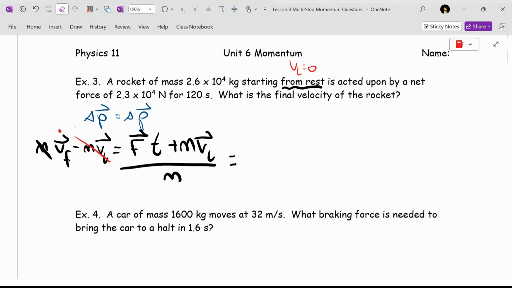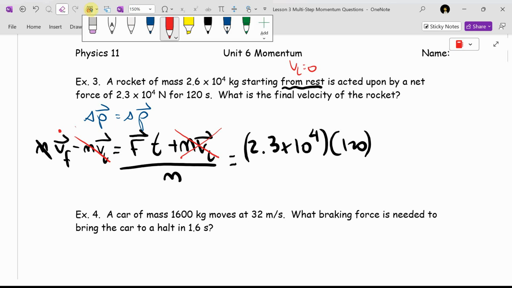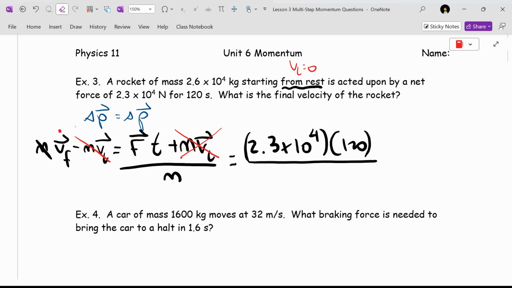F equals 2.3 times 10 to the 4th times 120. Oh, what is vi? So now I'll cross out this whole term because that's just going to vanish. All over m, 2.6 times 10 to the 4th. What's the final velocity going to be?